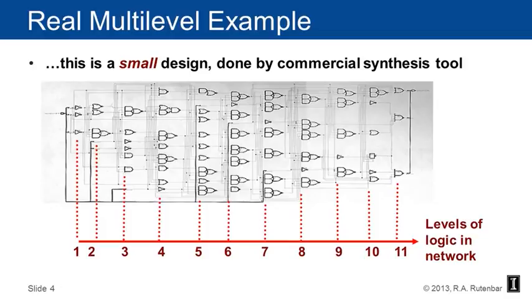This is a small design done by a commercial synthesis tool. It's got 11 layers of logic, which is to say 11 layers of gates. I didn't instruct the tool to do anything fancy. I just said go. And you'll see some gates in here that are familiar. You'll see some inverters and you'll see some NAND gates, but you'll also see some things that look a bit complicated. We'll talk about what those things are and why they're complicated, but this is 11 levels of logic gates.